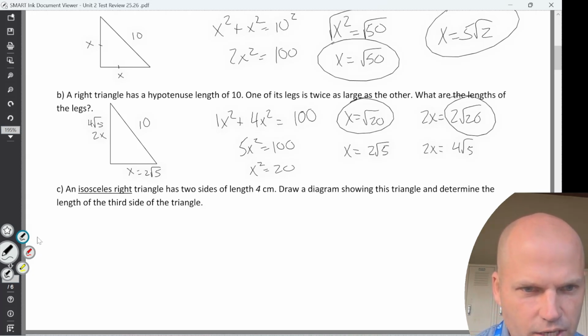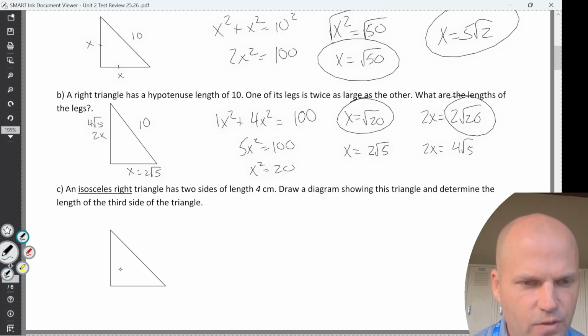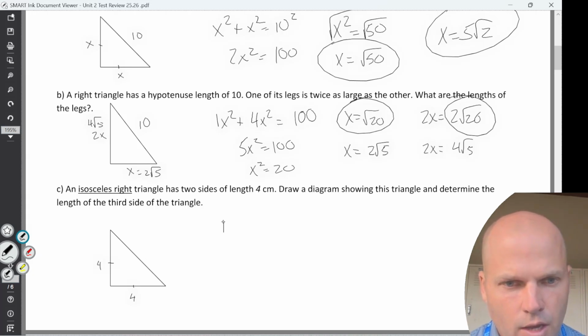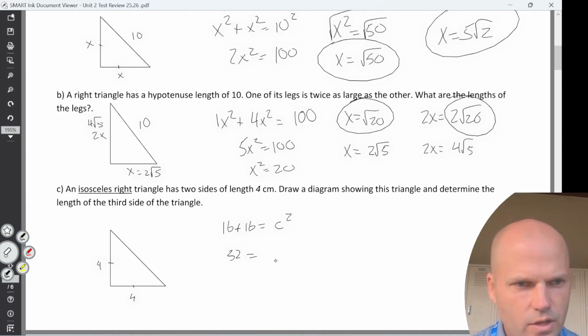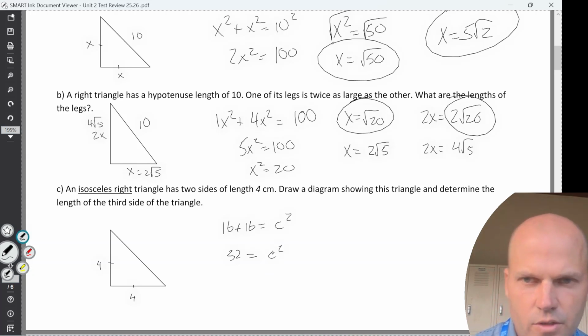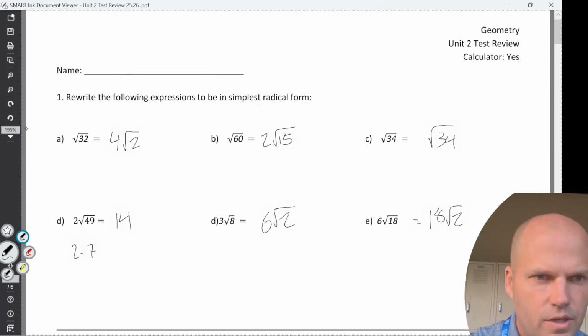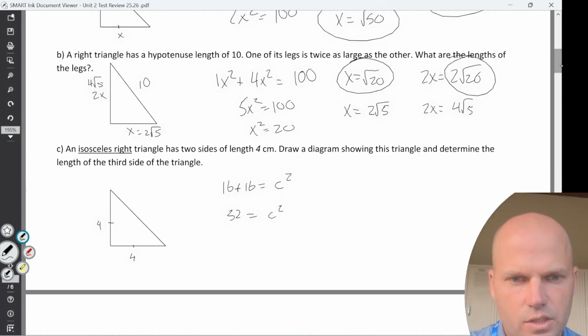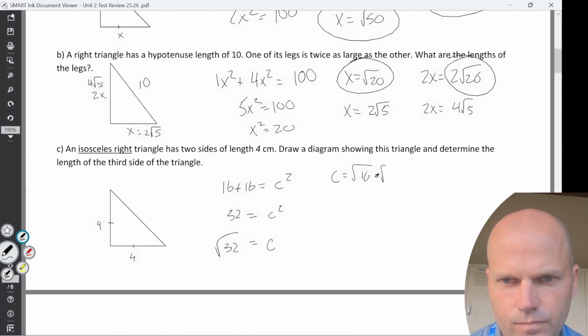An isosceles right triangle has two sides of length 4. Okay, well, if it's two sides of 4, those are going to be the two legs because the hypotenuse is always the longer side. A squared plus b squared equals c squared. 32 equals c squared. Didn't we take 32 earlier and say it's 16 times 2? Didn't we simplify the square root of 32 earlier? Yeah, we did, right here. So we need to just understand that c is root 32, which is root 16 root 2, which is 4 root 2.